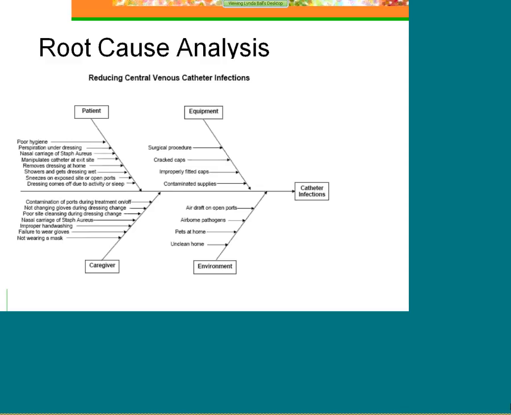And this is what your team does. Your team sits down and you brainstorm all the reasons, all the patient reasons why you could have a catheter infection. Then you can move on to the equipment, and you can see, well, the surgical procedure. If a doctor breaks sterile technique, then we've got a problem. Cracked caps can allow bacteria to get in. Improperly fitted caps, if they don't get screwed on correctly, and contaminated supplies. And then you can go to the other ones, like caregiver and the environment.